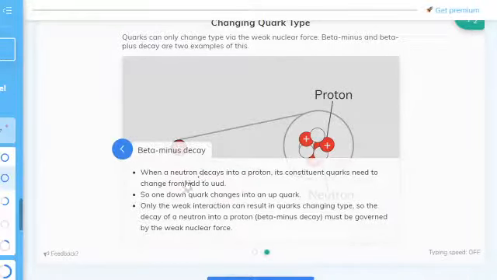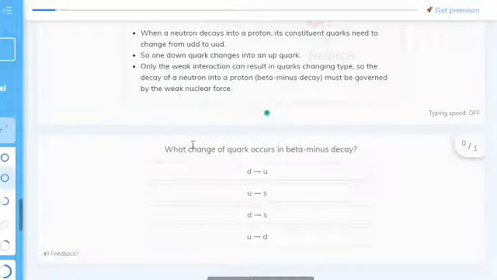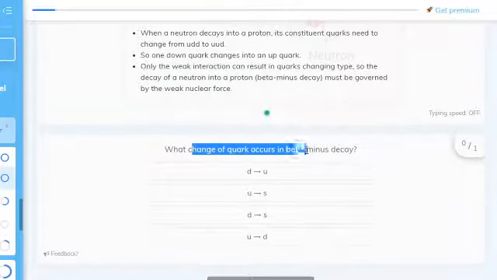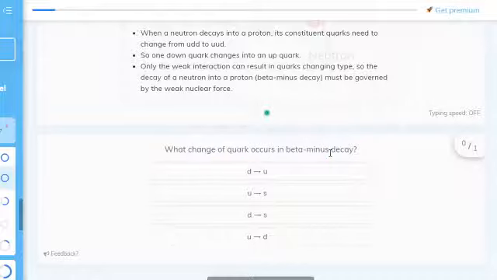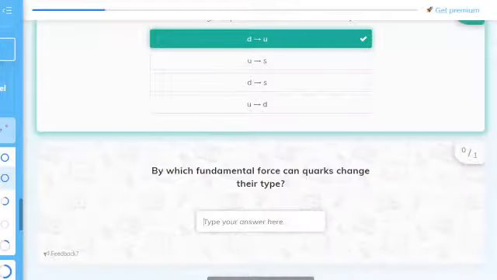So in beta minus decay, when a neutron decays into a proton, its constituent quarks need to change from UDD to UUD. So what change of quark happens in beta minus decay? That is obviously the one where a neutron becomes a proton, so one of the down quarks becomes an up. By which fundamental force can quarks change in this way? The weak nuclear force.